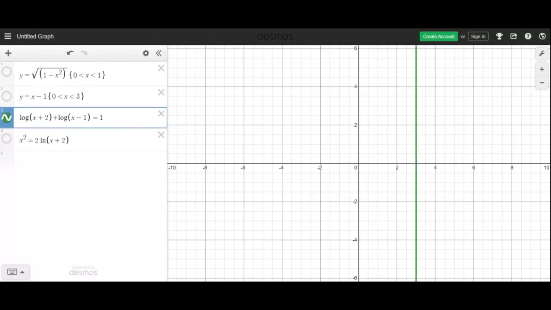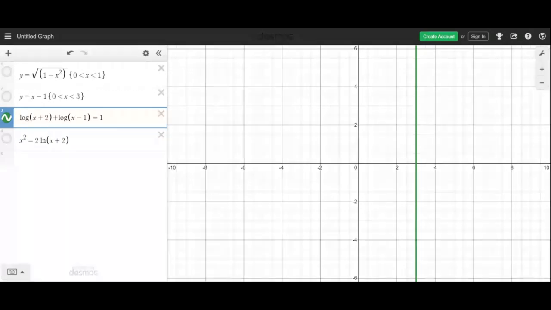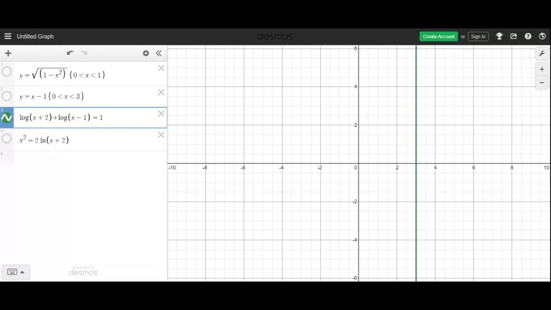All right, so log of x plus 2 plus log of x minus 1 equals 1. Okay, just in my standard window, that's what I see. Now, what did we say our solution should be here? -4 and +3, right? Now, looking at the graph, what does it look like the solution should be?